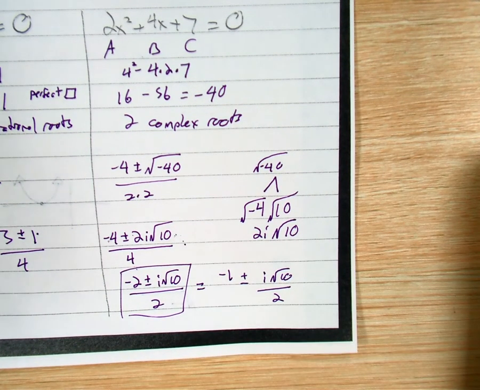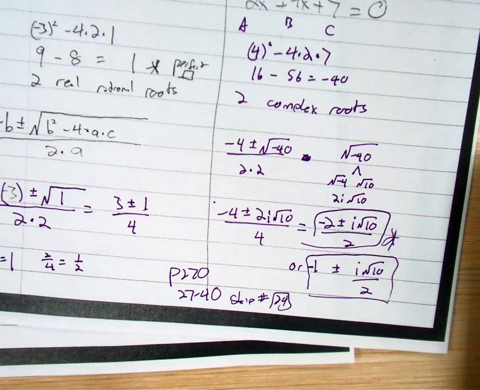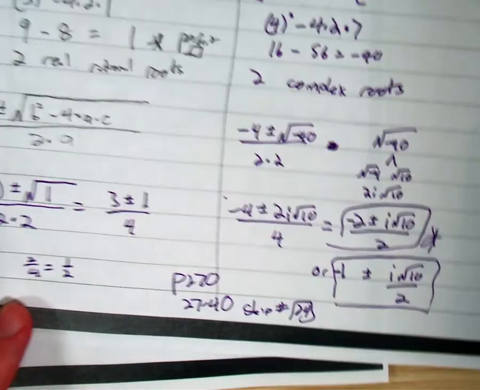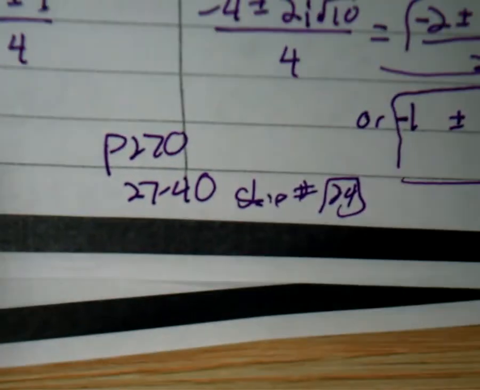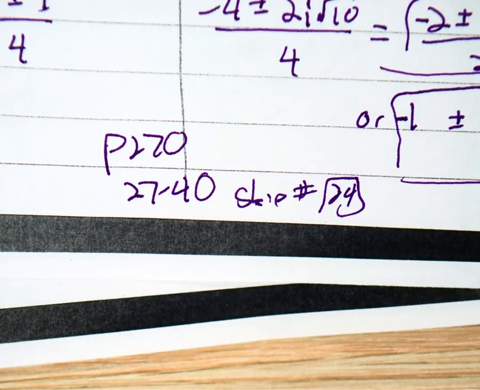So there you go. There's a few more examples in the book if you want to look at those. There is the homework. We decided to skip number 24. So we got page 270, 27 through 40. Skip number 24. Get that homework done, Lions.